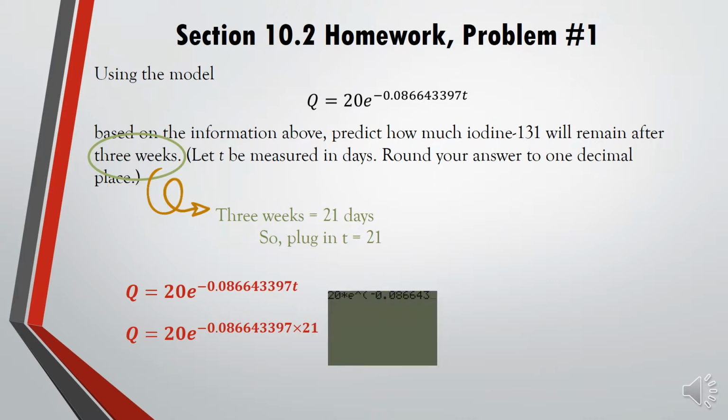And let's plug this in our calculator. So 20 times e raised to the negative 0.086643397 times 21. That gives you 3.242. They tell us to round to 1 decimal place, so this would be 3.2 grams remaining after 3 weeks.